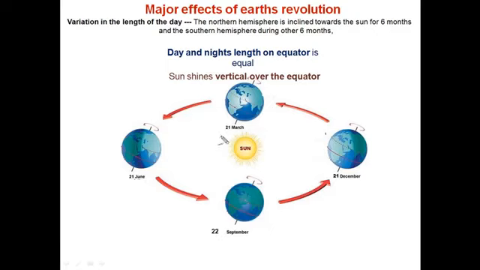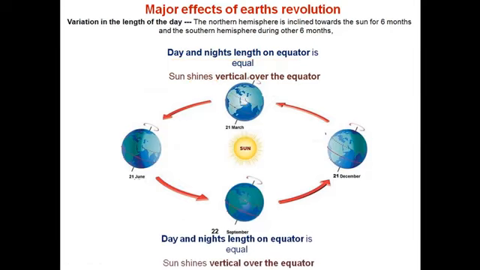On 21st of March, day and night length on the equator is equal. It is due to the sunshine being vertical over the equator. The same condition is also observed on 22nd of September. Day and night length on the equator is equal due to the vertical rays of the Sun falling over the equator.